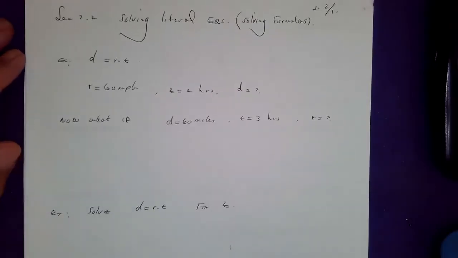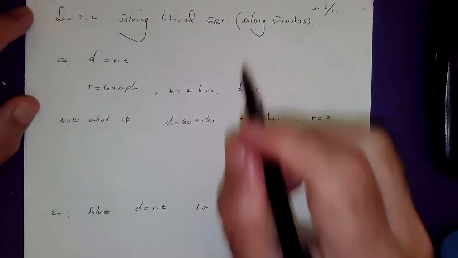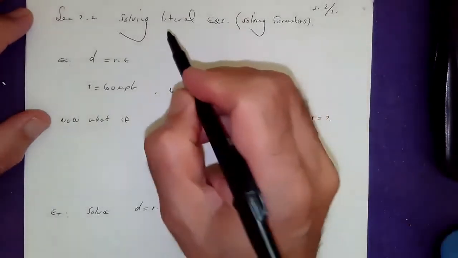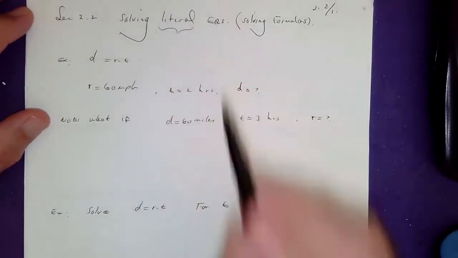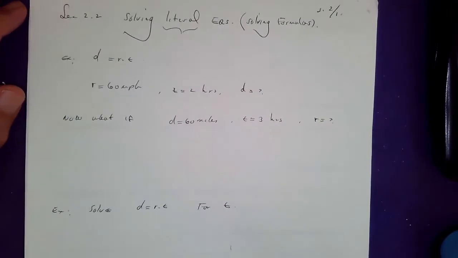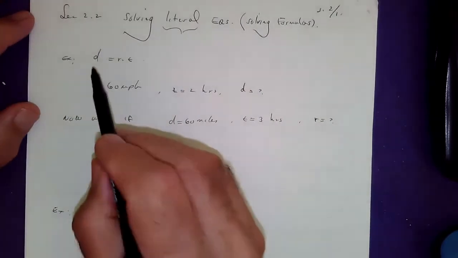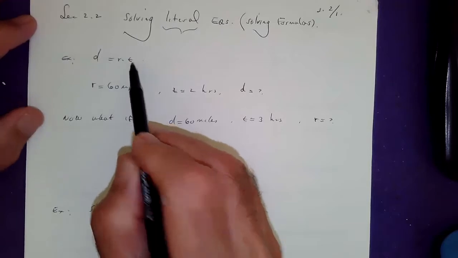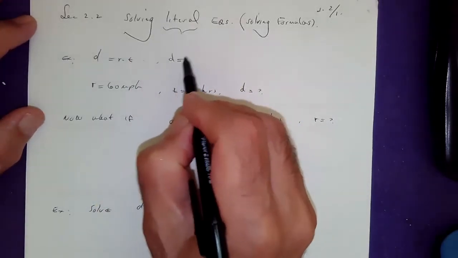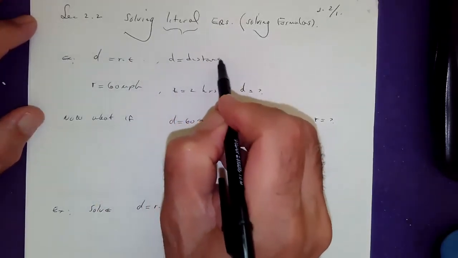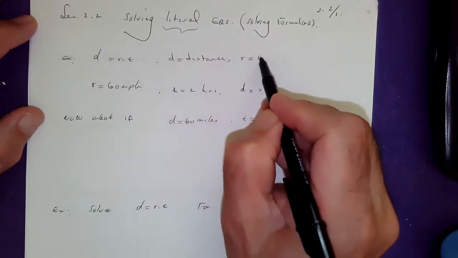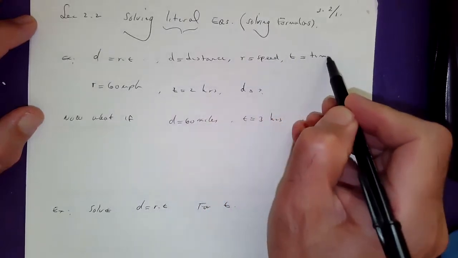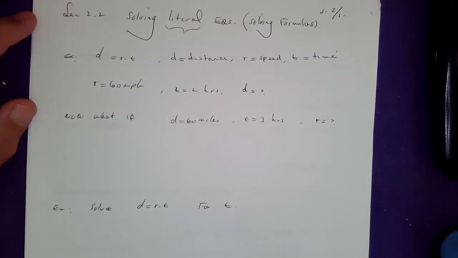Section 2.2, solving literal equations, or I call it solving formulas. Literal means what? Equations with many variables, such as d is equal to r times t. If you remember, d was distance, r was speed, and t was time in that motion formula.